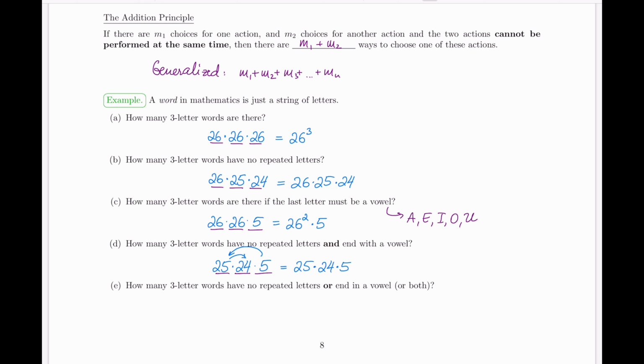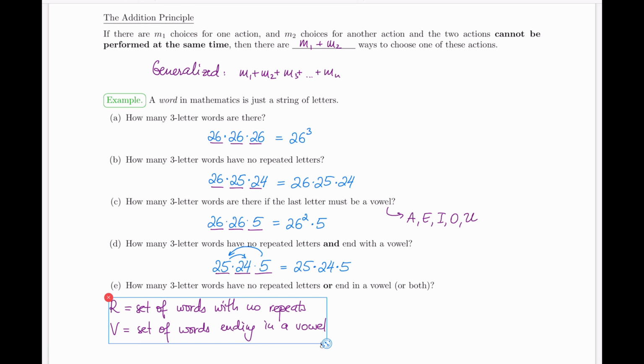Let's introduce a notation here so we can actually see the structure a little bit better. I have a set of words with no repeated letters, and I have a set of words that end in a vowel. So I'm going to give those things two different names for the sets. R will be a set of words with no repeats. V will be a set of words ending in a vowel.